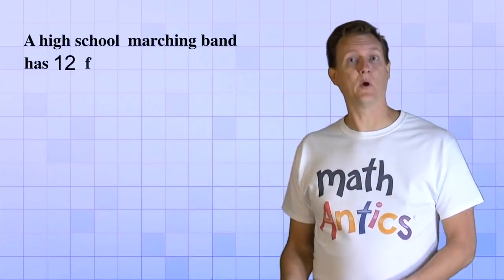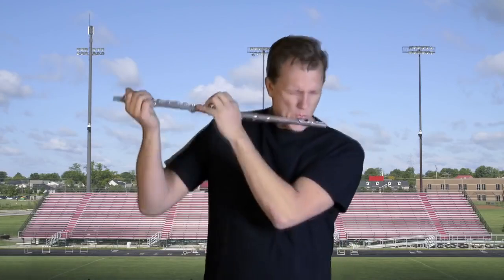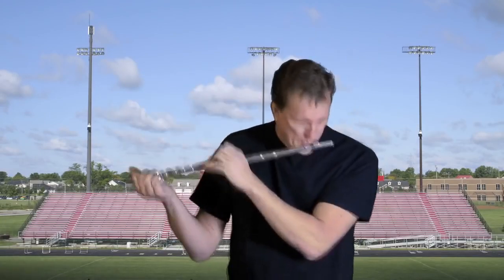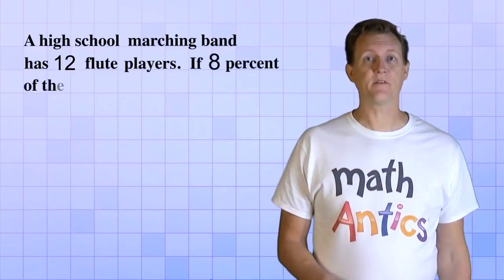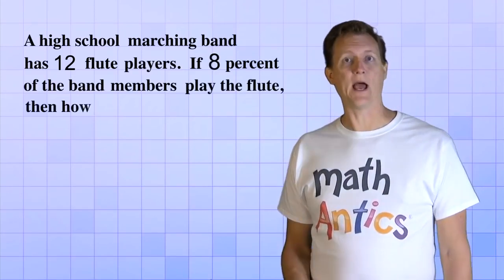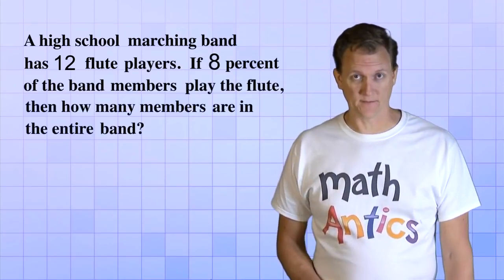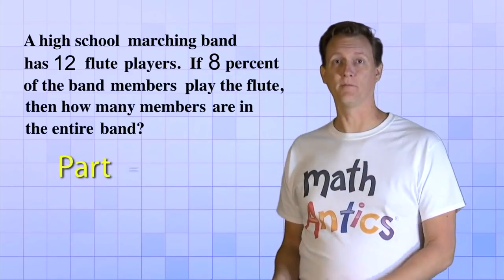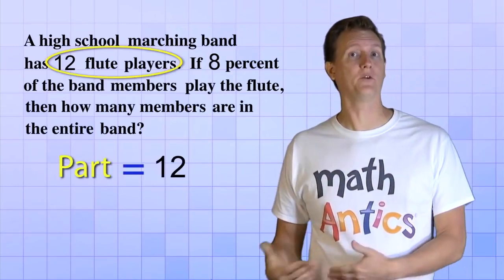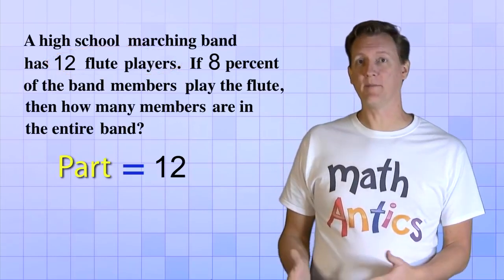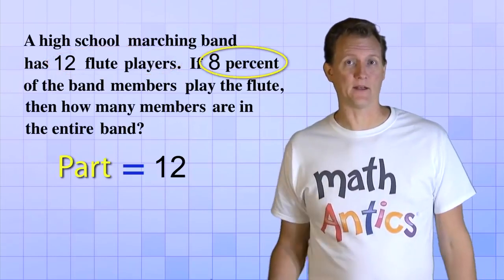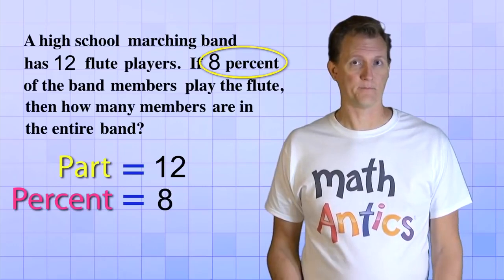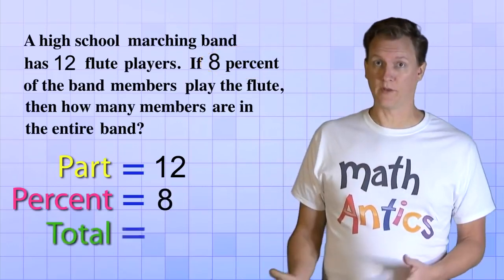The next problem says, a high school marching band has 12 flute players. If 8% of the band members play the flute, then how many members are in the entire band? Okay, so the smaller part in this problem is 12, since there are 12 flute players. And we're told that they make up 8% of the band, so the percent is 8. Again, it's the total that's missing.